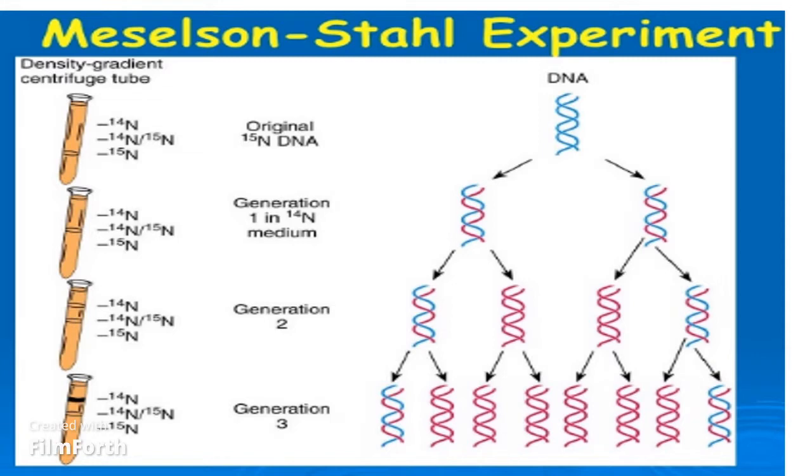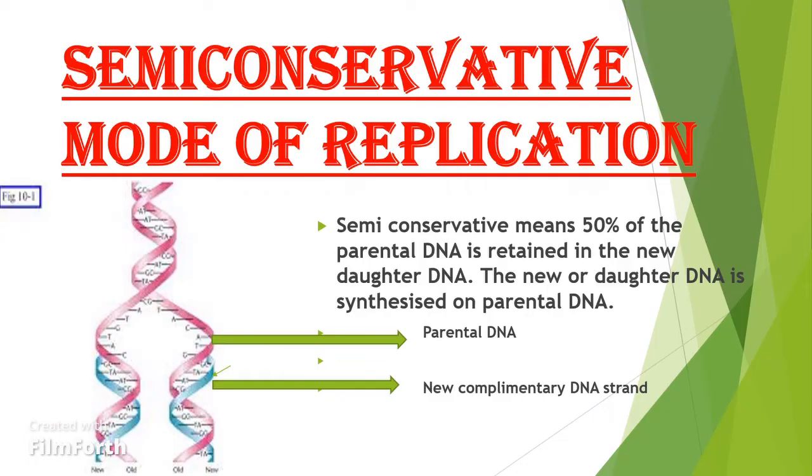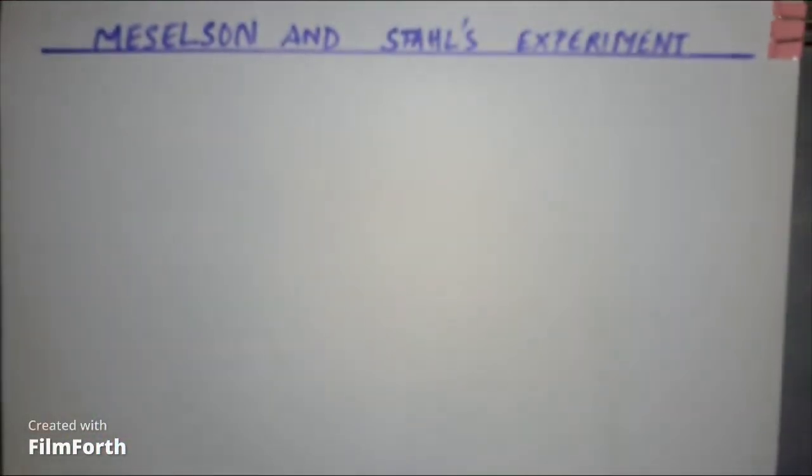On the parental DNA itself, new DNA is synthesized, a complementary strand is synthesized. And the experiment to prove that this mode of replication is semi-conservative was performed by Meselson and Stahl. So let's study the experiment in detail. They used a heavy isotope of nitrogen for their experiment, and E. coli. Meselson and Stahl's experiment.